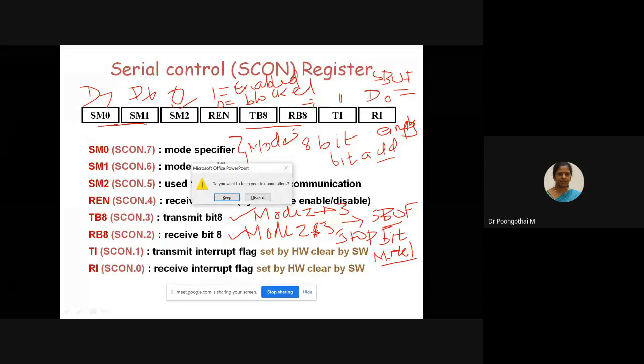Next, in case of the receive interrupt, when a data byte is received, it will be placed in the SBUF register. At that moment your RI is set to 1 to indicate that SBUF is full, and also that the data should be picked up before it is lost. So that is the meaning of TI and also RI.